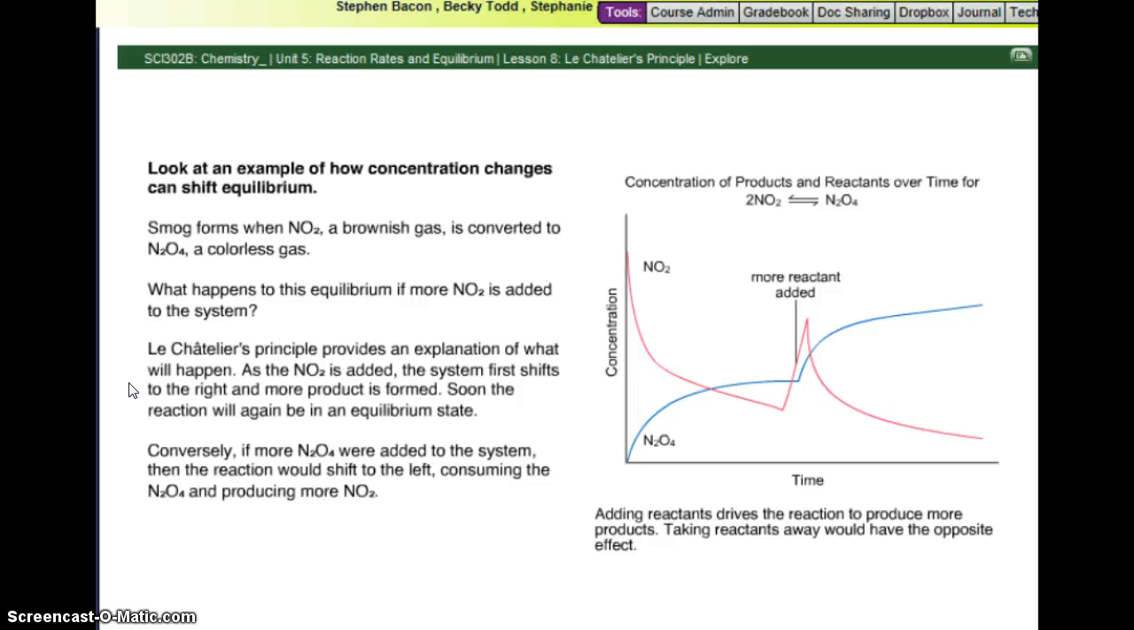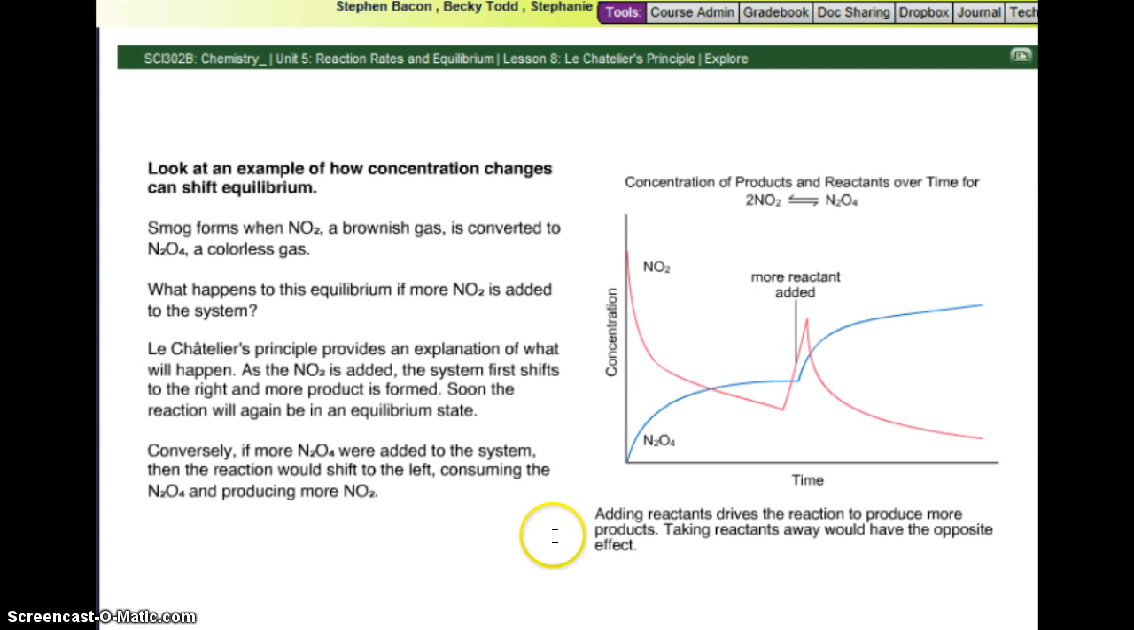Okay, and if it's shifting to the right, that means there's more what? More product is being formed. Soon the reaction will again be in equilibrium state. Conversely, if more N2O4, so more of the product, was added to the system, then the reaction would shift to the left, consuming the N2O4 and producing more of the reactants, the NO2.